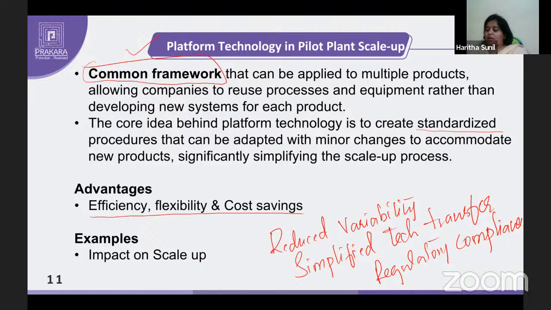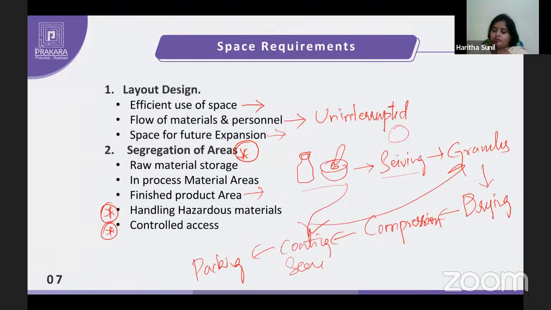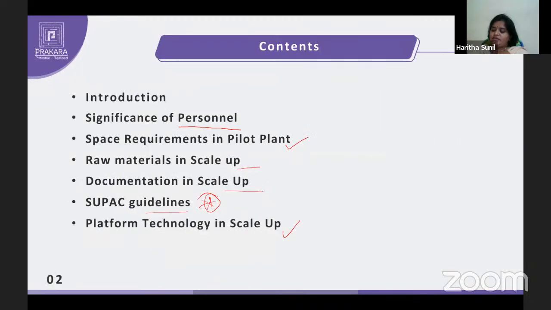So this is about the platform technology in pilot plant scale up. This ends the various topics that we have discussed today. When I go back to the first slide, to the contents, we have seen what actually the pilot plant is, the significance of the personnel, what the qualities should be of the people involved in pilot plant scale-up techniques, what the space requirements and raw materials used in the scale-up are, and what considerations you should have for the raw materials. Then documentation, very, very important, and SUPAC guidelines and platform technology.